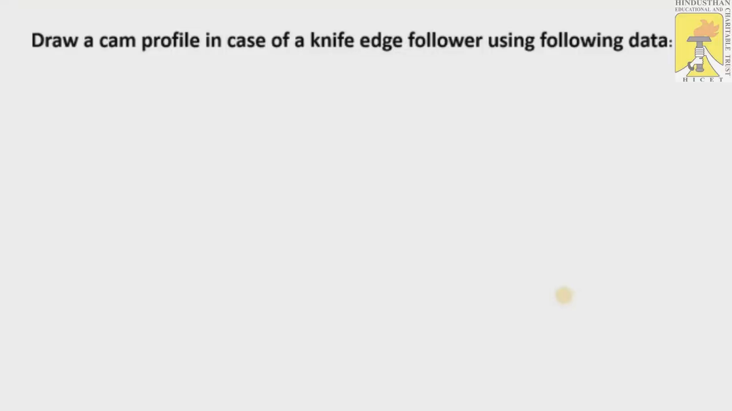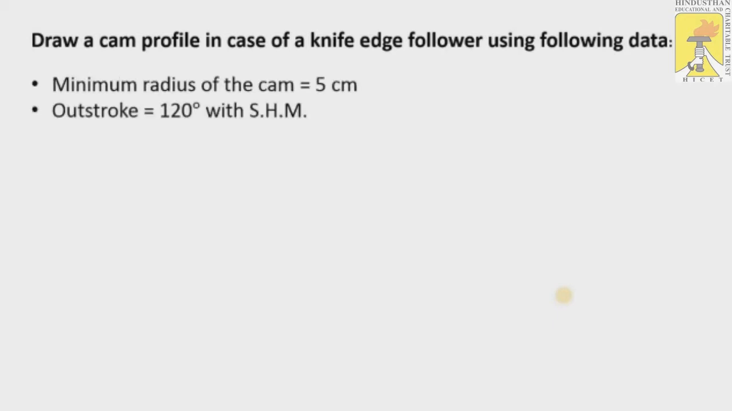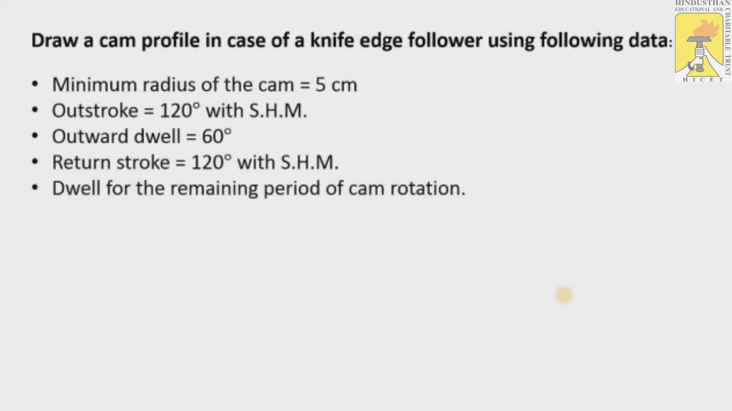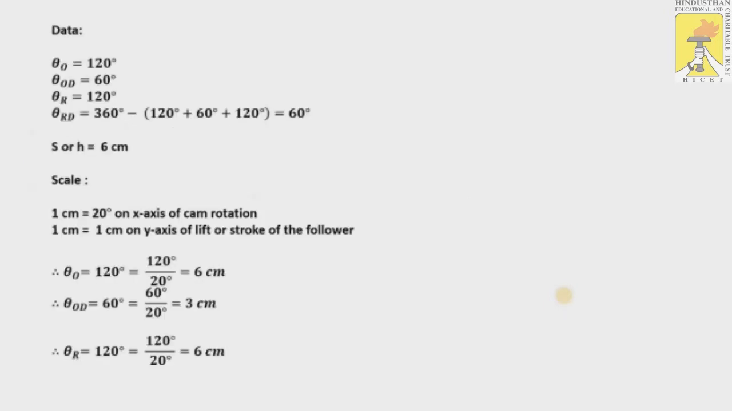Draw a cam profile in case of knife edge follower using the following data. Minimum radius of the cam is equal to 5 cm. Outstroke equal to 120 degree with simple harmonic motion. Outward dwell is equal to 60 degree. Return stroke equal to 120 degree with simple harmonic motion. Dwell for the remaining period of cam rotation. Stroke or lift of the follower equal to 6 cm. These are all the data given in the problem.